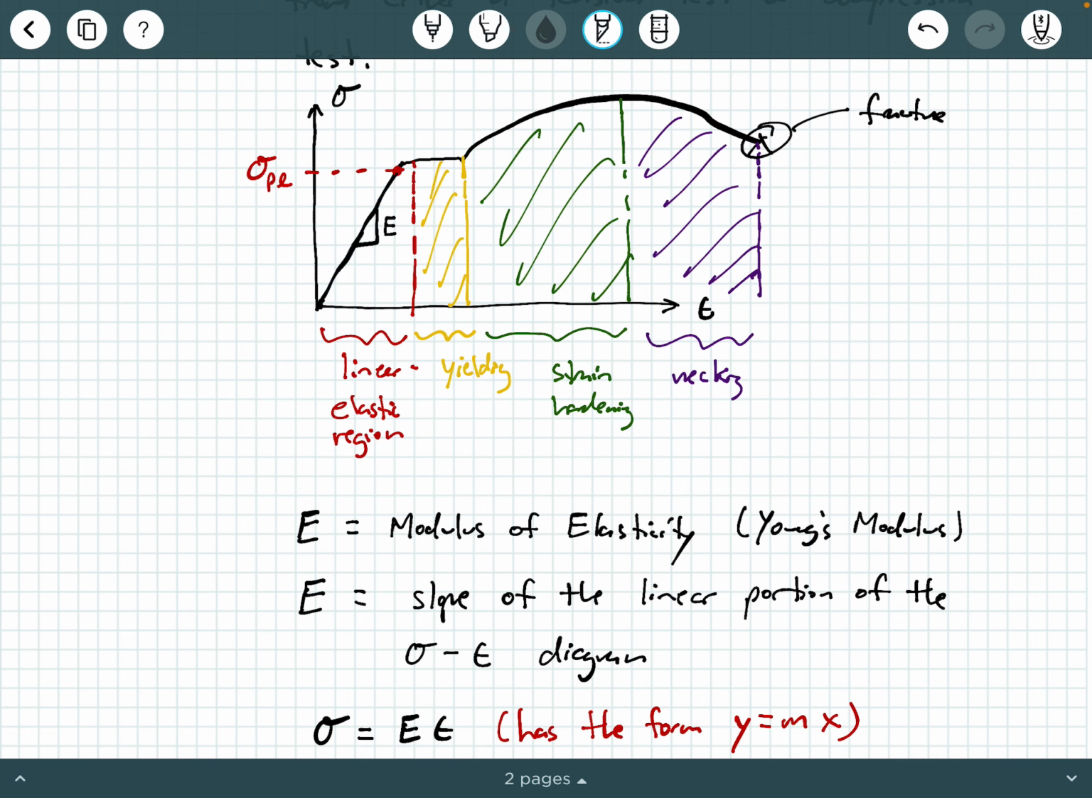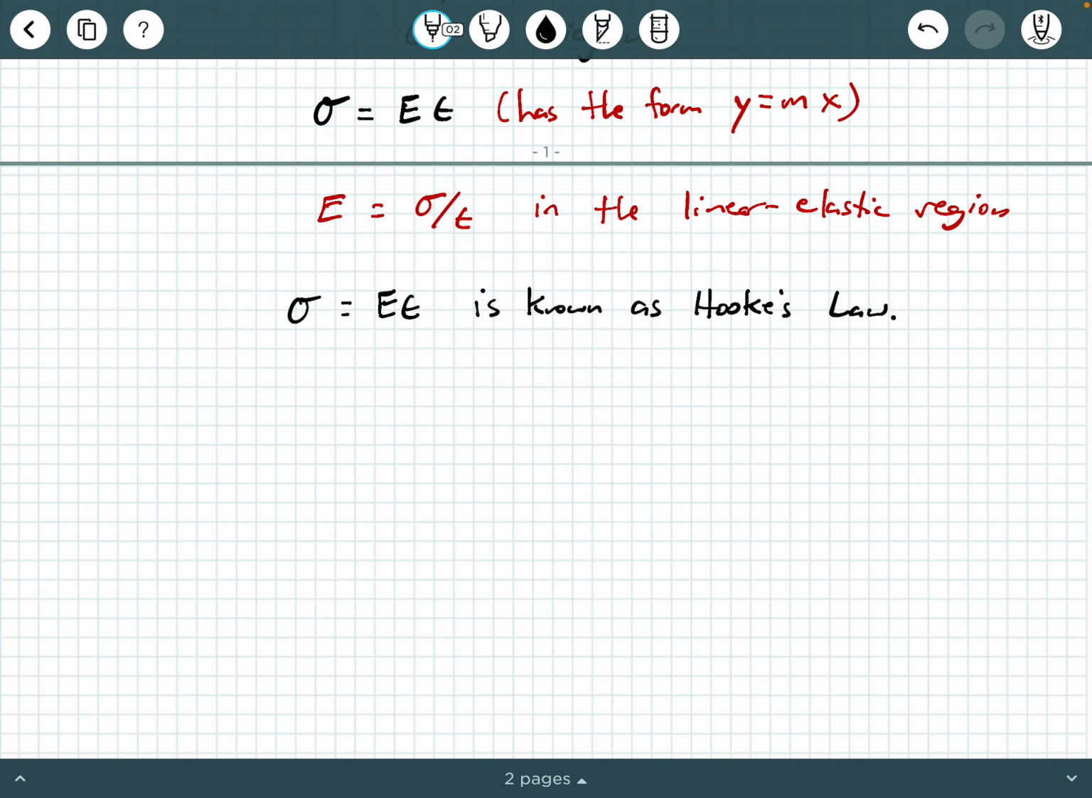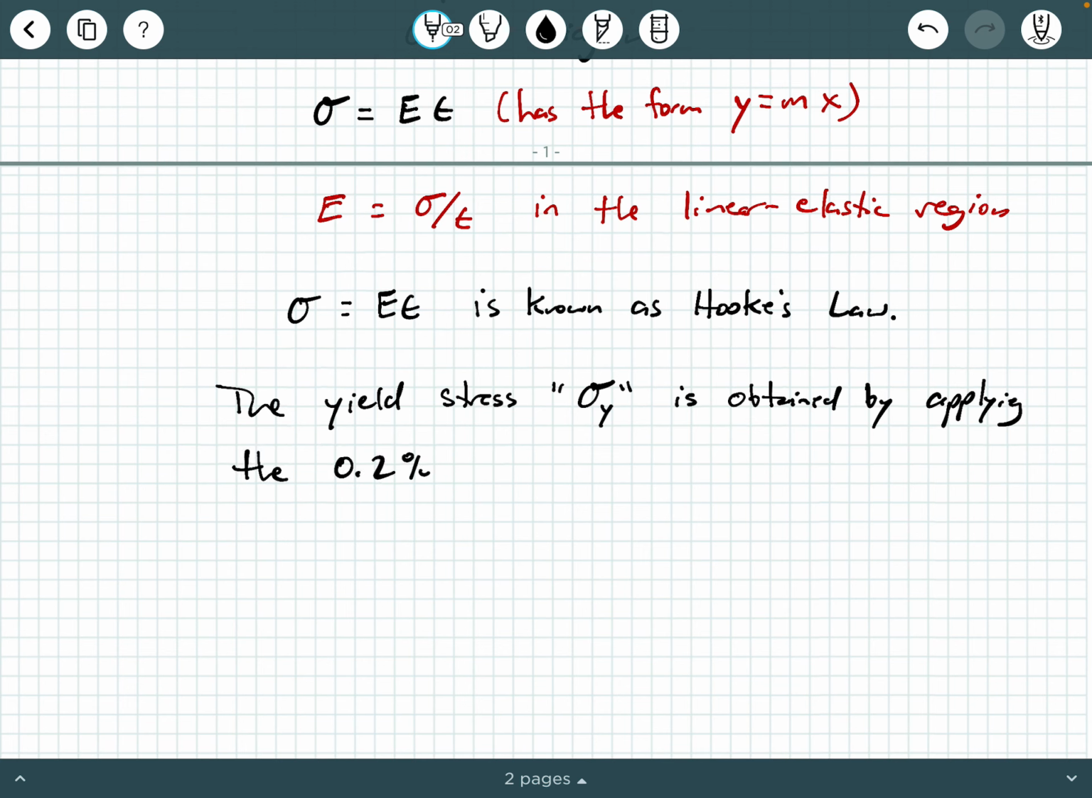Okay, so another really important property that you can get from the stress strain diagram is what's called the yield stress, okay? The yield stress, which we sometimes call sigma y, is an important value that you can obtain from the stress strain diagram. So I'll say it is obtained by applying what's called the 0.2% offset method, okay?